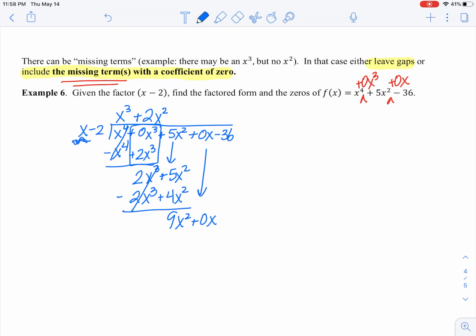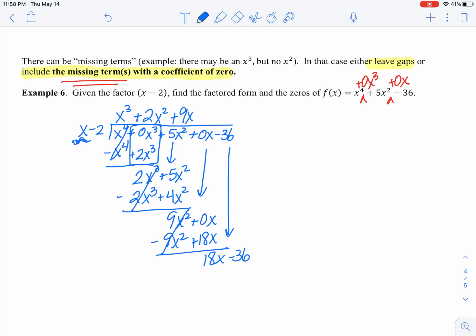And so we're going to say x times what will give us 9x squared? Oh, that's 9x. And distribute down. 9x times x is 9x squared. 9x times minus 2 is minus 18x. And then we subtract, which is changing their signs and adding. 9 minus 9 is gone. 0 plus 18x is 18x. And then we're going to bring down our last term, which is a minus 36.